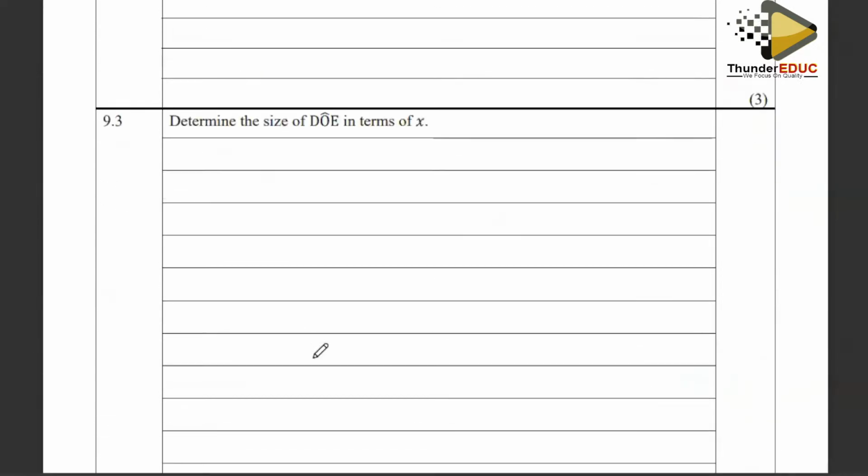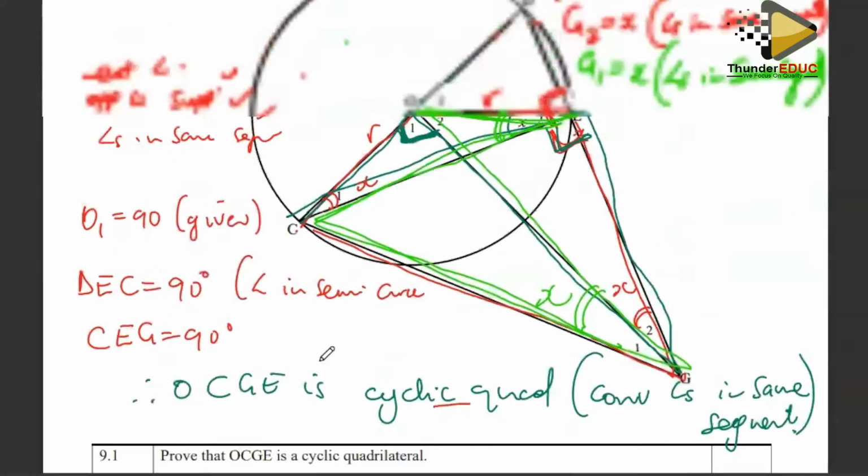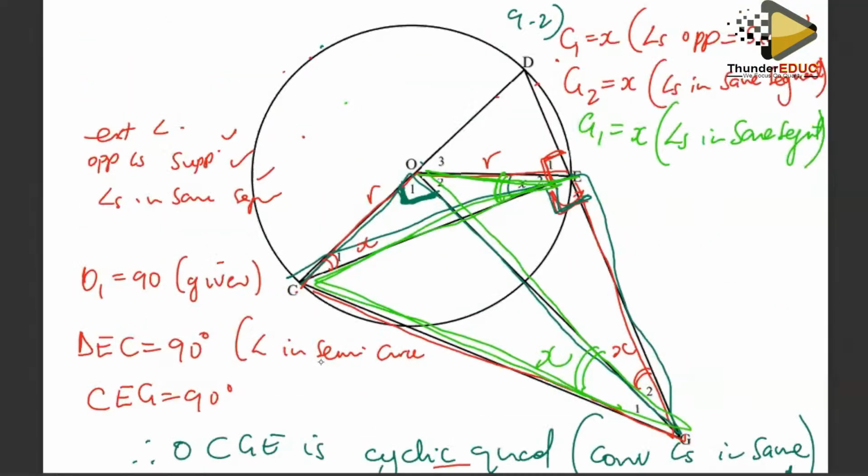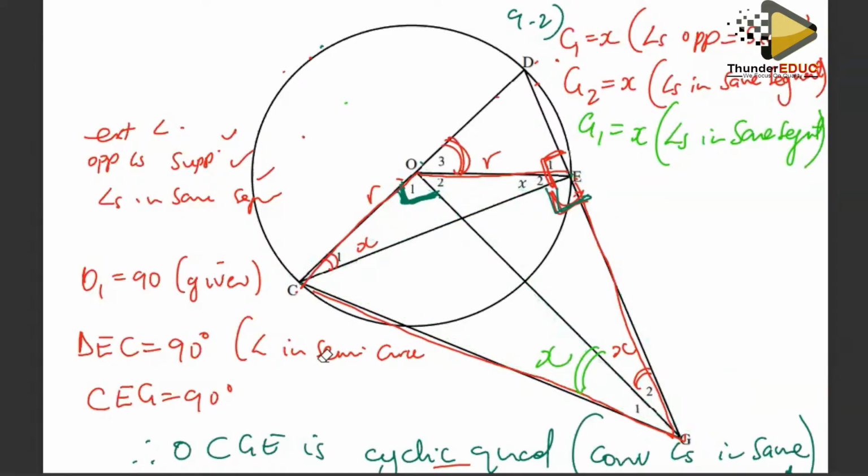9.3, they want us to get the size of DOE. This is D, this is O, this is E. So they want us to get this angle here. Okay, let me just try to erase some things here. Okay, so how do we get this angle? Number one, we say that this was a 90. We did prove that because it's an angle in a semicircle.